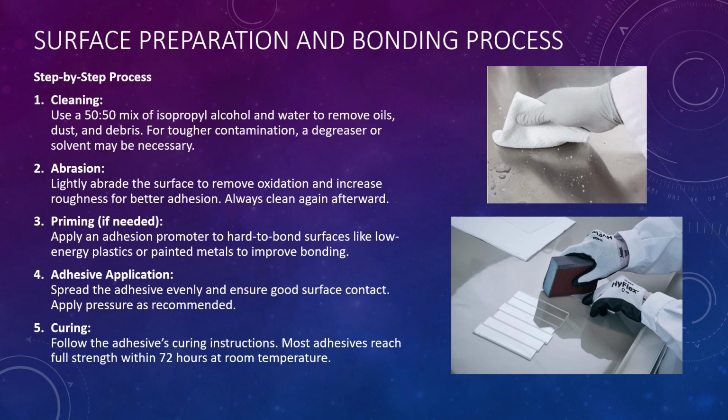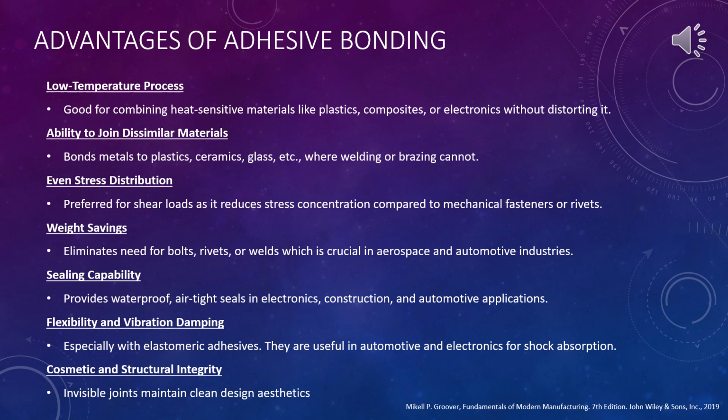Always clean again afterward. Number 3, if needed, priming. Apply an adhesion promoter to hard-to-bond surfaces like low-energy plastics or painted metals to improve bonding. Number 4, adhesive application. Spread the adhesive evenly and ensure good surface contact. Apply pressure as recommended. And finally, number 5, curing. Follow the adhesive's curing instructions. Most adhesives reach full strength within 72 hours at room temperature.